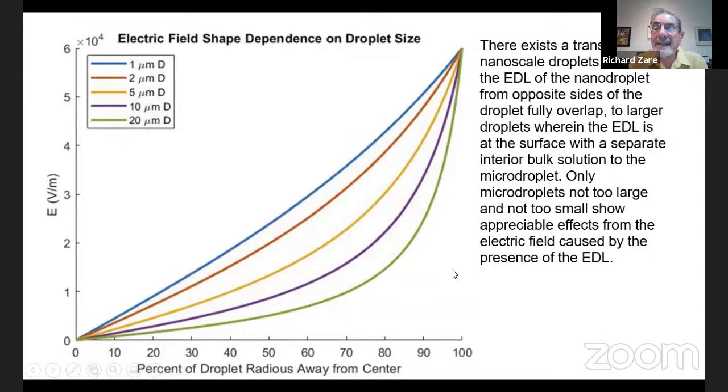And so there exists a transition from nanoscale droplets, wherein the electric double layer of the nanodroplet from opposite sides of the droplet fully overlap, to larger droplets, wherein the electric double layer is at the surface with a separate interior bulk solution to the microdroplet. Only microdroplets not too large and not too small show appreciable effects from the electric field caused by the presence of the EDL. I'm back to telling you about Goldilocks effects, things that are intermediate.